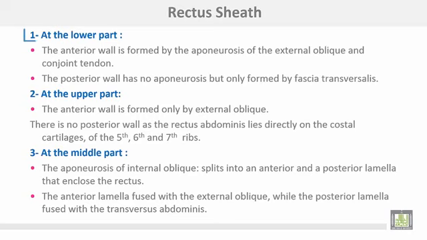At the lower part of the rectus sheath, the anterior wall is formed by the aponeurosis of the external oblique and the conjoint tendon. The posterior wall has no aponeurosis but is formed only by the fascia transversalis. At the upper part, the anterior wall is formed by the external oblique only, and there is no posterior wall, as the rectus abdominis muscle lies directly on the costal cartilages of the 5th, 6th, and 7th ribs.